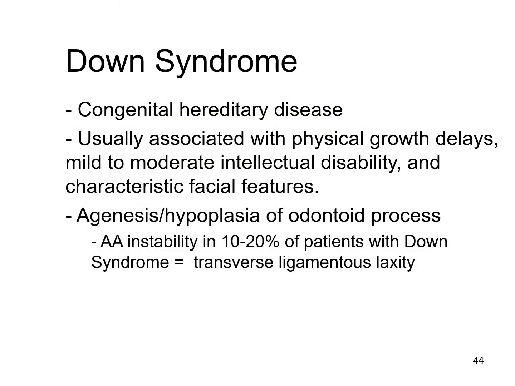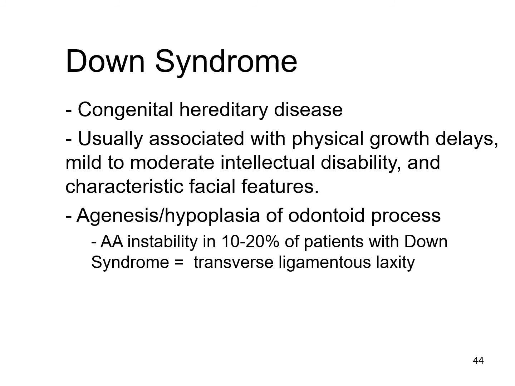The other population that we need to be concerned about with respect to atlantoaxial instability are going to be individuals who have Down syndrome. As you know, this is a congenital hereditary disease, and it's usually associated with physical growth delays and mild to moderate intellectual disability.